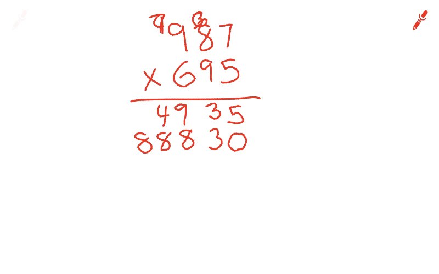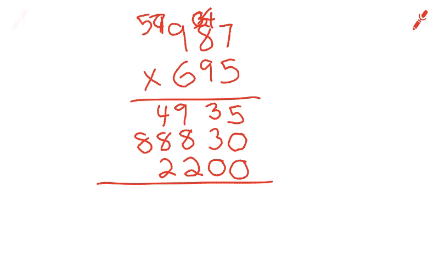Now we're going to do our hundreds place, so we need 2 zeros. 6 times 7 is 42. 6 times 8 is 48, plus the 4, 52. And 6 times 9 is 54, plus the 5, 59.